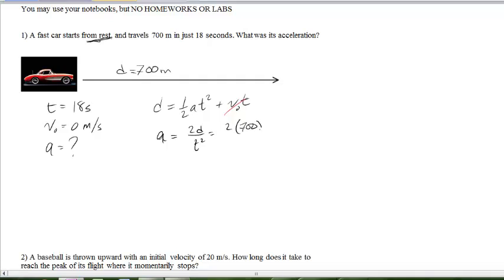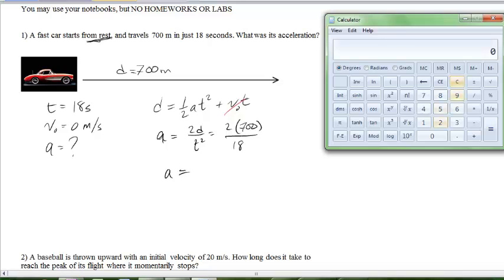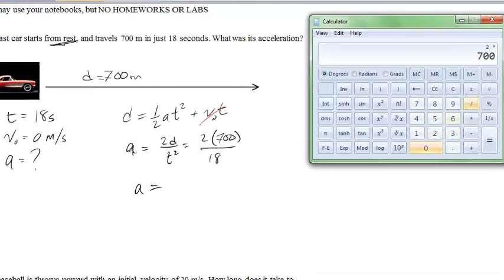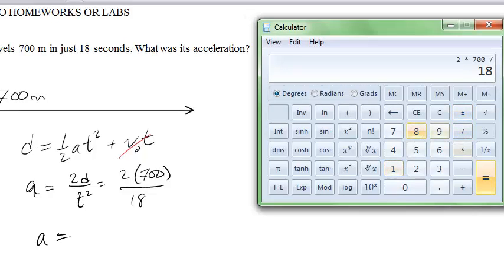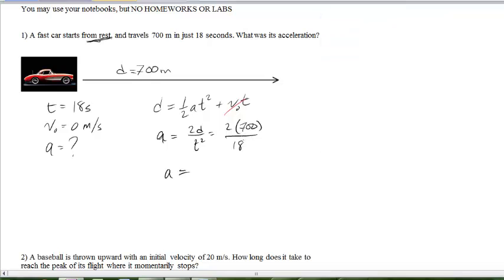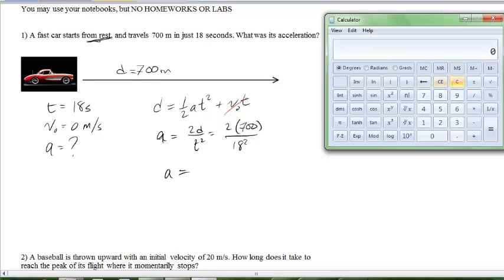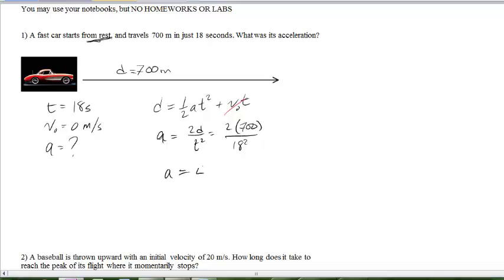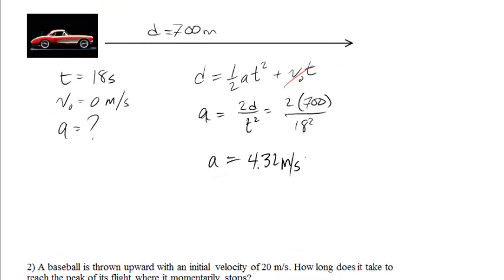Plugging in my numbers, divided by 18. Okay, I'm going to pull up my calculator here. 2 times 700 divided by 18. Oops, forgot to square 18 here. Squared. Okay, so here we go. 2 times 700 divided by 18 squared. And I get an acceleration of 4.32 meters per second squared.